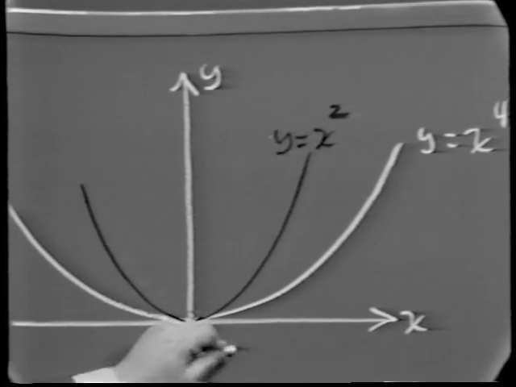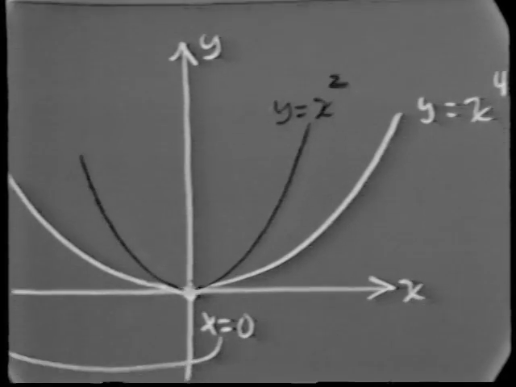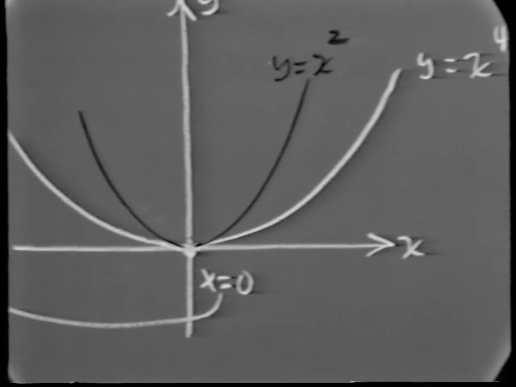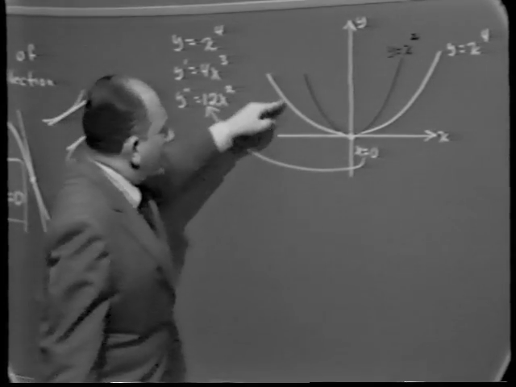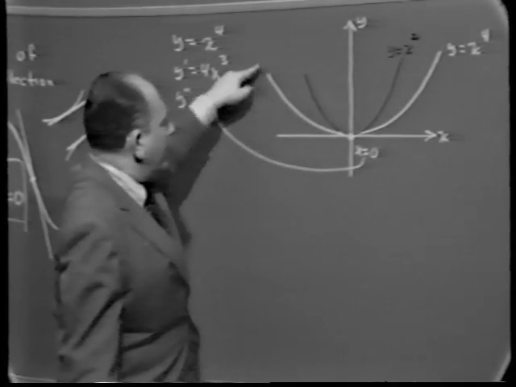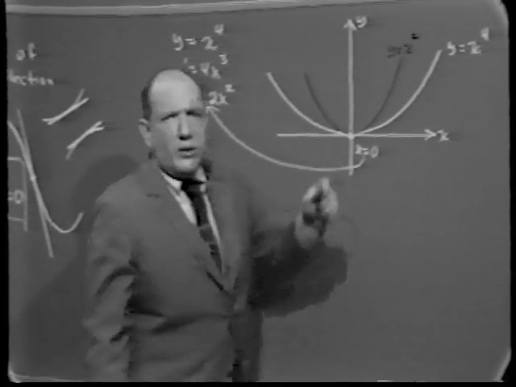At the value x equals 0, y double prime is 0. So notice that the second derivative is 0 over here. Yet, even though the second derivative is 0, notice that the curve does not change concavity. The curve here is always holding water.